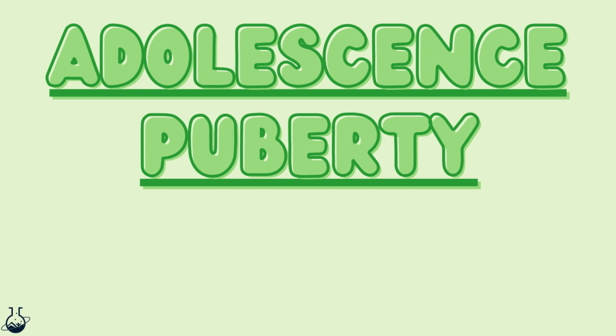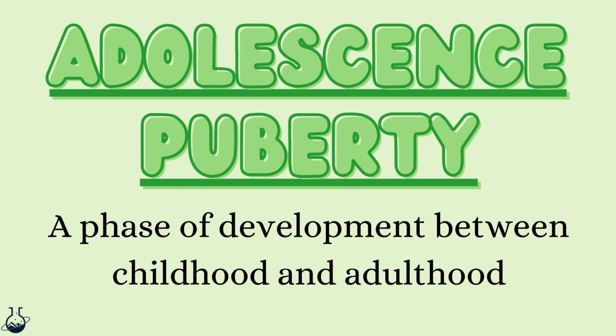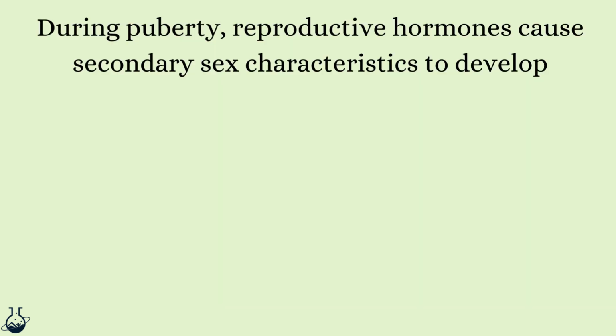Adolescence. You may have heard this term as puberty, which is a phase of development between childhood and adulthood. Puberty is a time where reproductive hormones start the display of secondary sex characteristics. It is worth mentioning that throughout this video I will use the terms male and female. By this I mean those who are born biologically female, so have two X chromosomes, and those who are born biologically male with XY chromosomes.